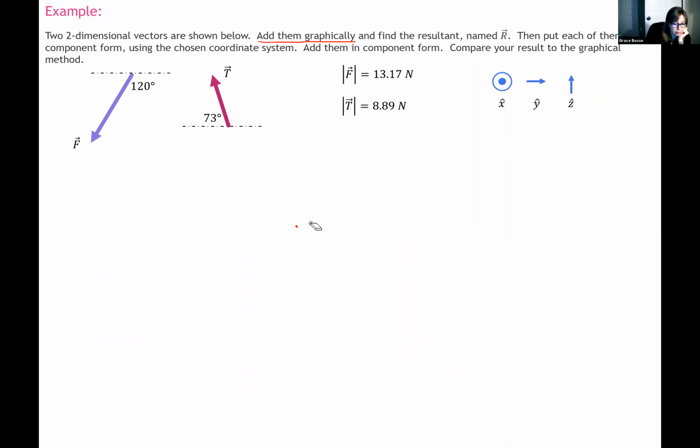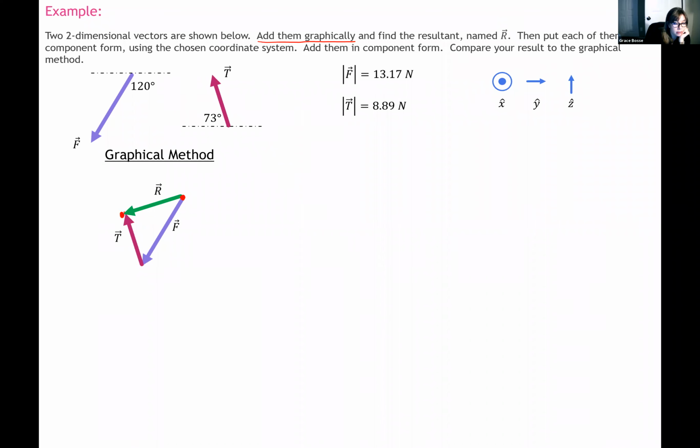So let's do the graphical method first. Remember, graphically, you take the vectors that you're adding together and you add them tip to tail. So here's vector f. I'm just going to move it down here, translate it. I'm going to add vector t so that the tail of t is starting at the tip of f. Then I connect the beginning point, so the tail of f, to the tip of t.